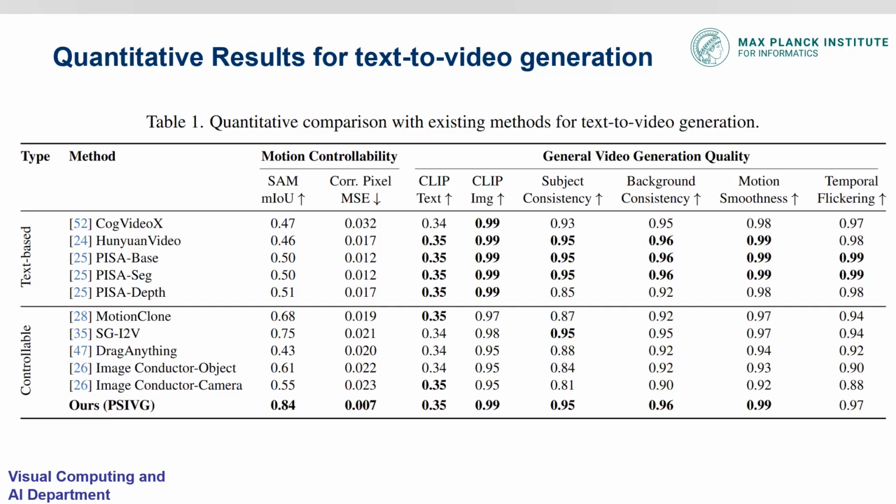Compared with existing video generation methods, PSIVG also performs well quantitatively. In particular, it achieves the strongest motion controllability metrics, showing that the motion in our videos is much closer to the simulator-guided trajectories, while remaining competitive on general video quality metrics.